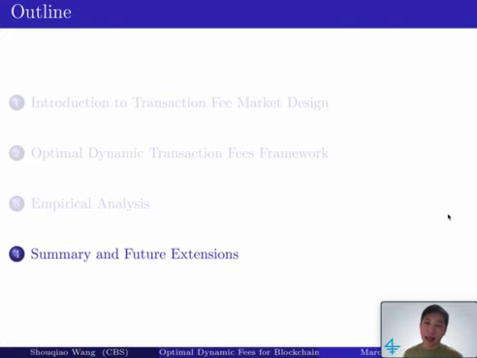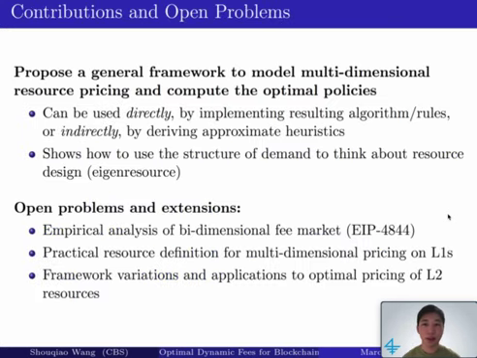And now we will summarize our work and discuss some future extensions. In this paper, we propose a general framework to model multidimensional resource pricing and calculate the corresponding optimal policy. It can be directly implemented for most layer 2s and some nimble layer 1s. It will also offer some insights to refine existing heuristics for Ethereum layer 1.